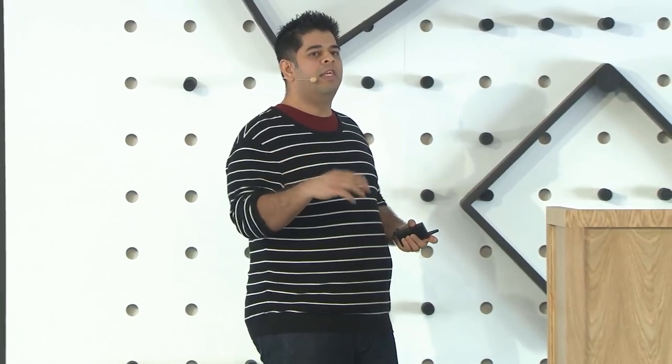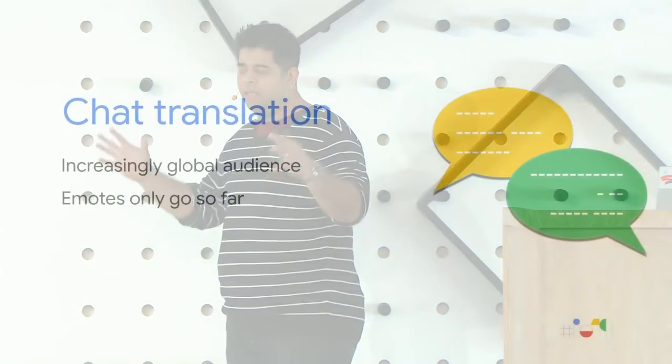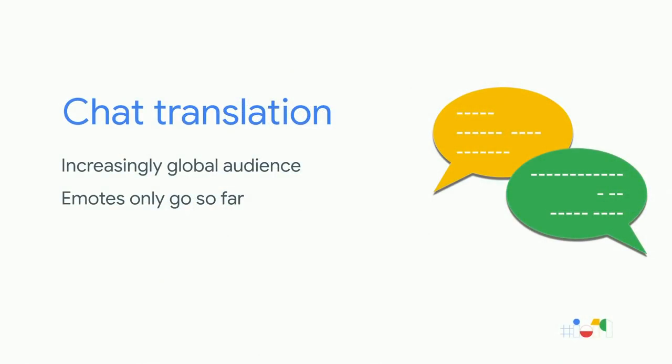So we're living in a world where increasingly we have a global gaming audience. We have players that are able to connect with each other from vastly different parts of the world, and language is frankly a challenge. Some game developers have used techniques like emotes to try and get around this, where we limit the type of vocabulary that can be used, and that makes it easy to translate.